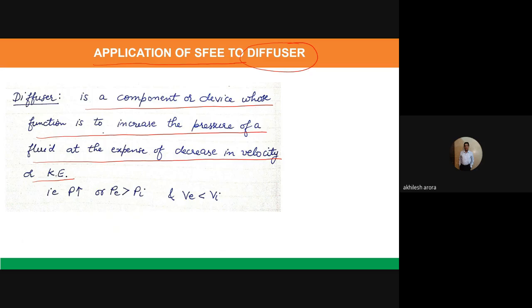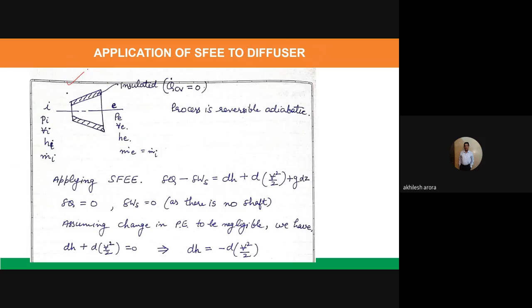So what happens in case of a diffuser? The pressure increases, or we can say the pressure at exit is greater than the pressure at inlet, and the velocity of the fluid at exit will be less than the velocity at inlet, and its shape will be opposite to that of a nozzle. So this is the shape of a diffuser. Once again we are considering an insulated boundary, so no chance of any heat transfer to the surroundings or from the surroundings to the control volume. I have not shown the control volume here, so you can show it by this dotted line. This is the control surface of the control volume.